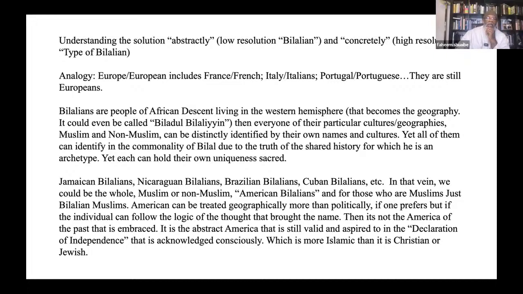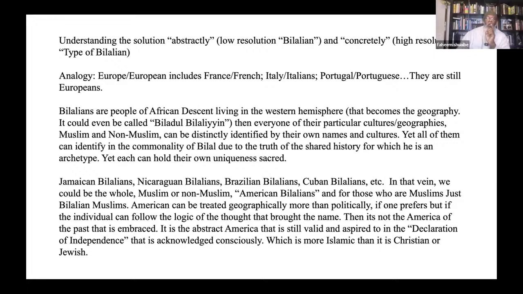Okay, what about Bilalians, right? To get to this higher resolution, rather than just the blanket, Bilalians are people of African descent living in the Western Hemisphere. Okay, that's the low resolution. So let's move it up. The higher resolution: Bilalians are people of African descent living in the Western Hemisphere, and that becomes the geography.